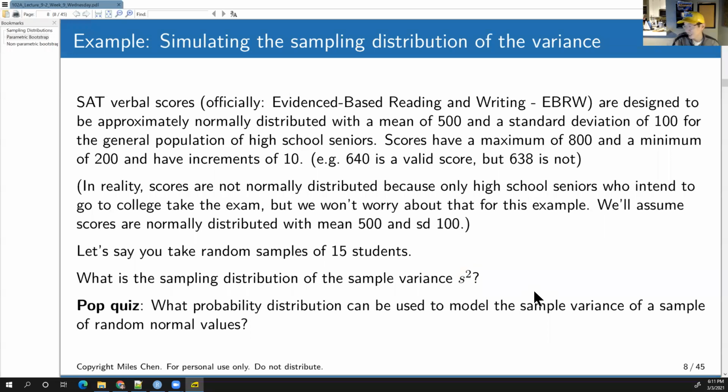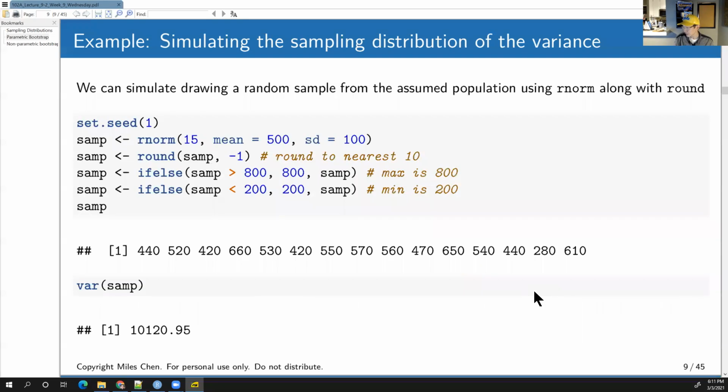No right, I mean, there is a right answer, but no judgment here, okay? So what's the probability distribution that we would use to model the sample variance? Okay, so anyway, even if you don't remember it, this is how we can simulate the sampling distribution of variance. And technically, again, it's not truly normal because we're putting in these caps of 800 and 200 and things like that.